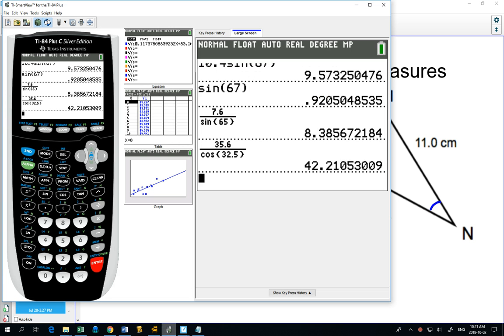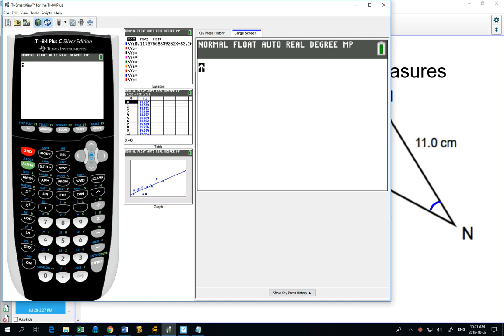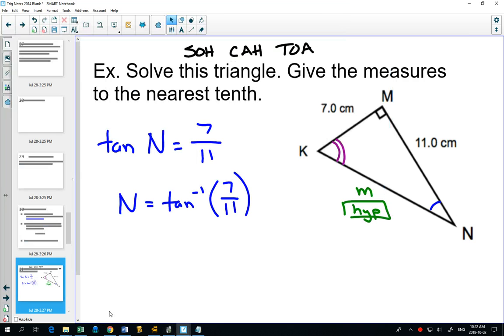Go to our calculator. Tan inverse of 7 divided by 11. And our calculator says, well, if you have that ratio, the angle has to be 32.5 degrees.